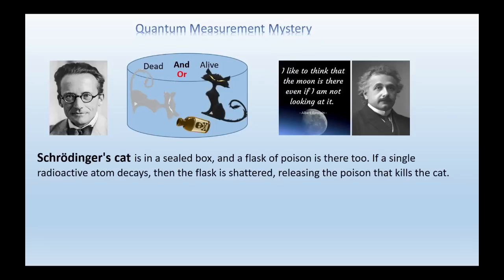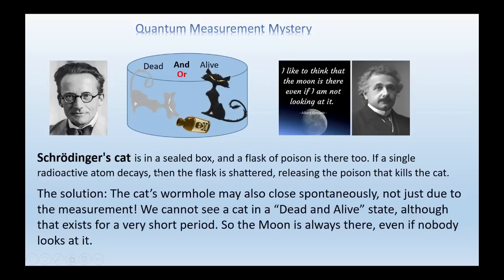Applying our new theory, the cat's wormhole closes spontaneously and frequently, not just as a result of measurement. Therefore, when we integrate the cat into the system with the atom, they have a single shared wormhole that closes both when we perform a measurement and when the cat's wormhole closes by itself. Thus, in this integrated system, the cat will never exist as both alive and dead for a longer period than at any other time. Therefore, the moon is exactly in the same place even when no one is observing it.